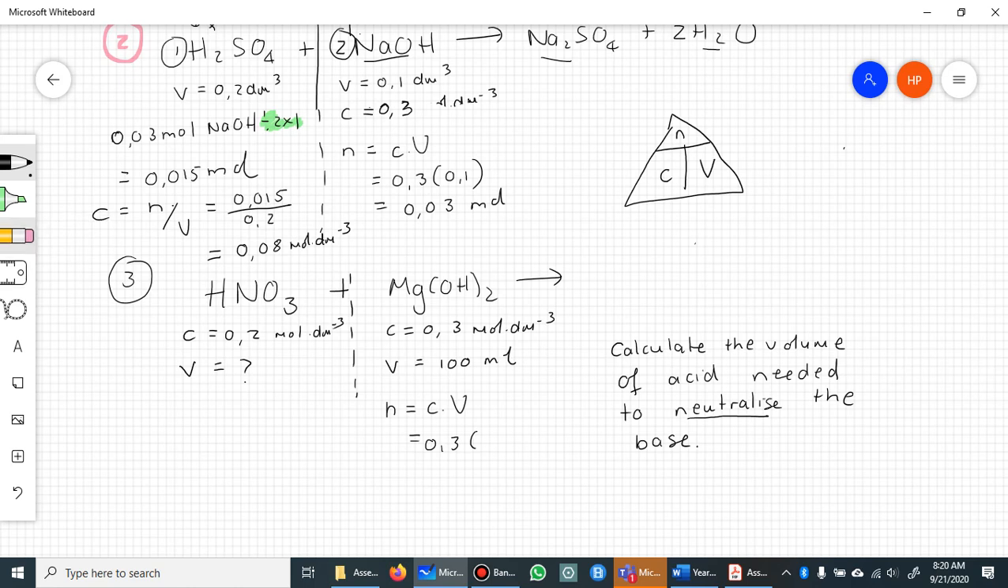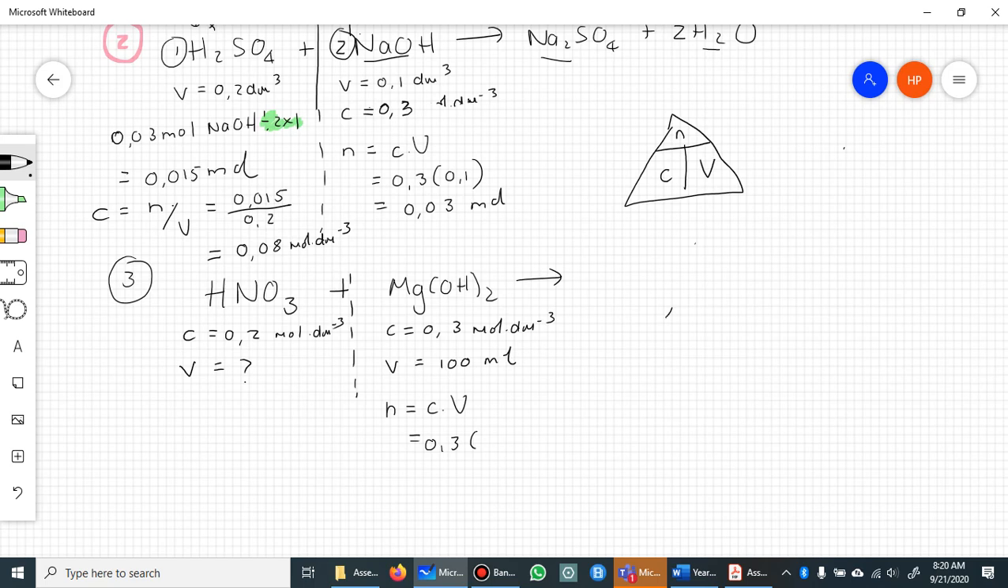How do I convert that milliliter to decimeters cubed? Divide by 1,000. Well done. Because a milliliter, you're really trying to convert it to what? To a liter. A liter is the same as a decimeter cubed. Okay, if you didn't know that, write it down somewhere big.